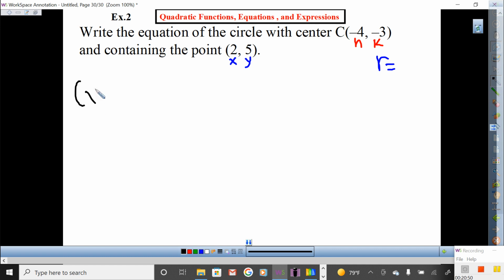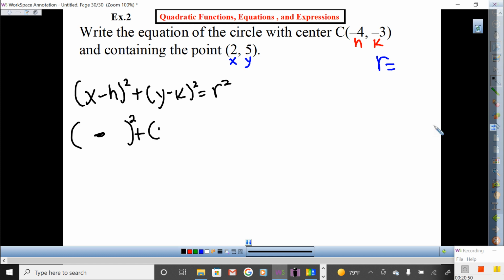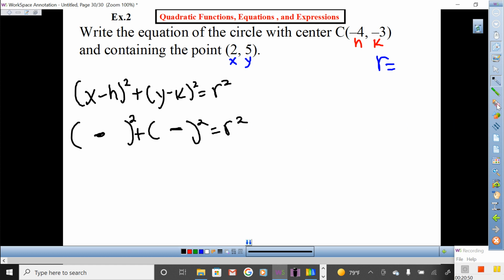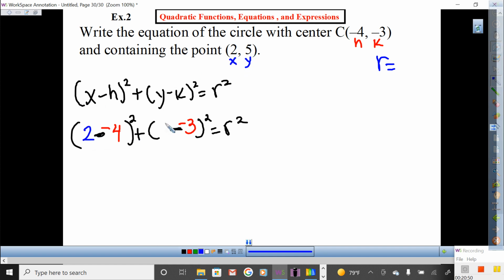So watch, look what I do. I start with my equation again. Then I rewrite this with a minus in there, and you're just paying attention. R squared, because that's what we're looking for, yes? It's an ugly parentheses. Okay, there it is. All right, now let me substitute values. H is -4. K is -3. What is X? 2. What is Y? 5.